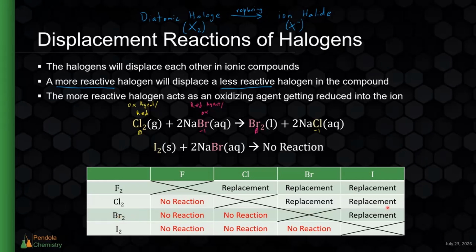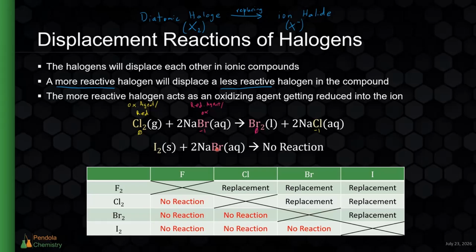Bromine can only replace iodine because it's only more reactive than iodine, but it cannot replace chlorine or fluorine. And then iodine actually cannot replace any other halogen. So we can see here, I2 solid, if it were reacted with sodium bromide aqueous, there will be no reaction because iodine is less reactive than bromine. It is lower in the group, has a lower electronegativity, and therefore cannot oxidize the bromide.